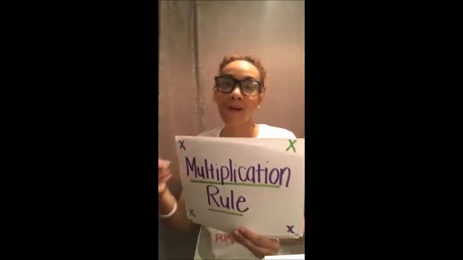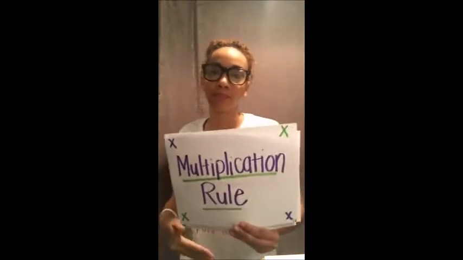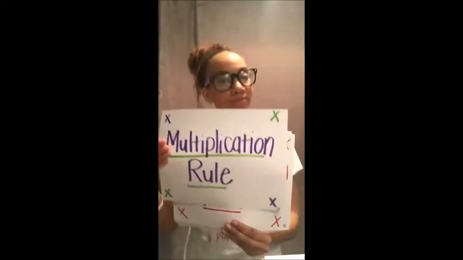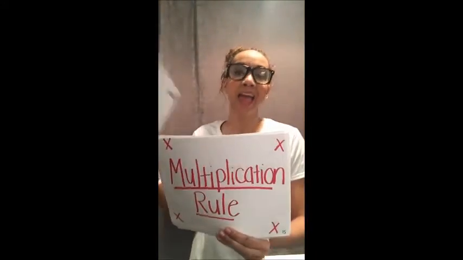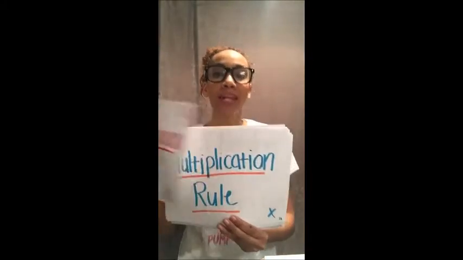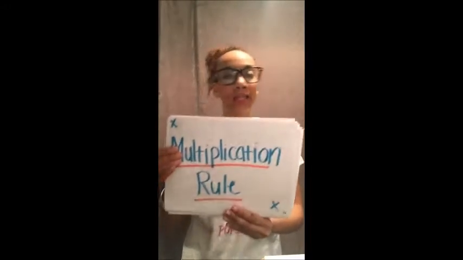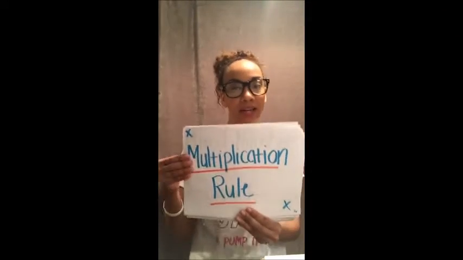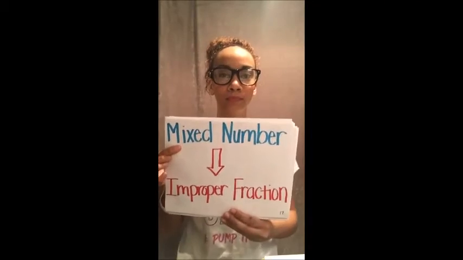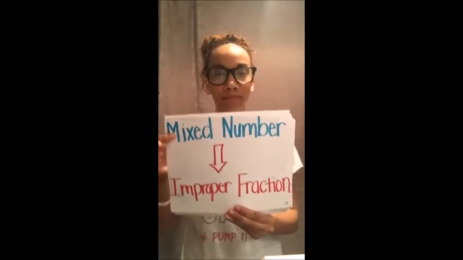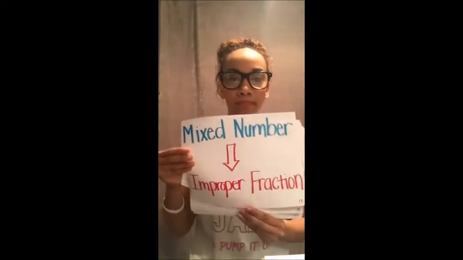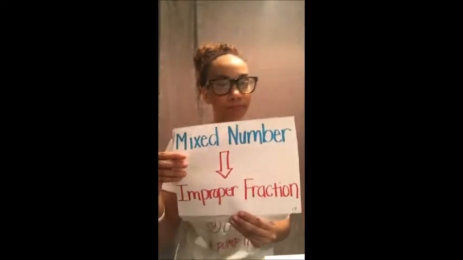Hey, here we go. Hey, we got the multiplication rule like. Hey, hey, hey. We use the multiplication rule to rename a whole number and a fraction, make mixed numbers into improper fractions, taking action. All of this is important to know, so follow my flow. I'll show you how it goes.